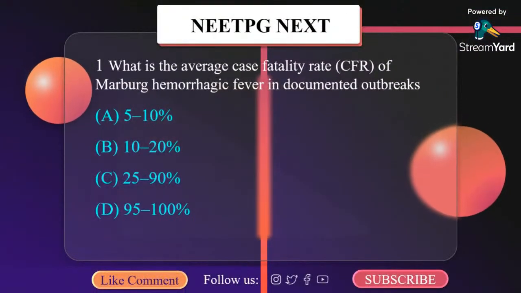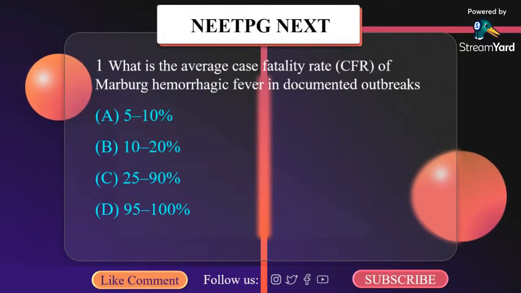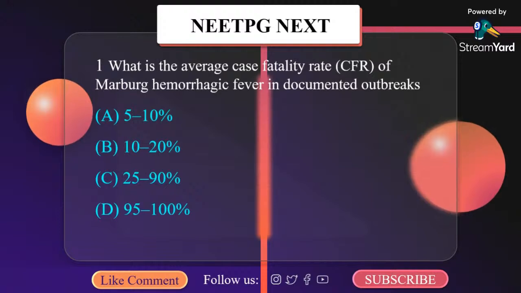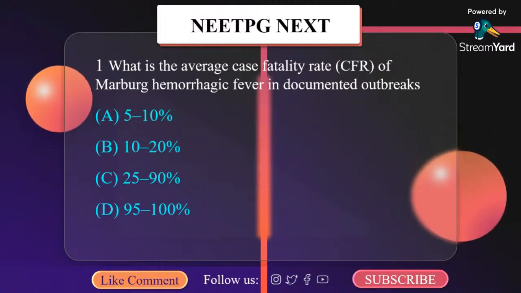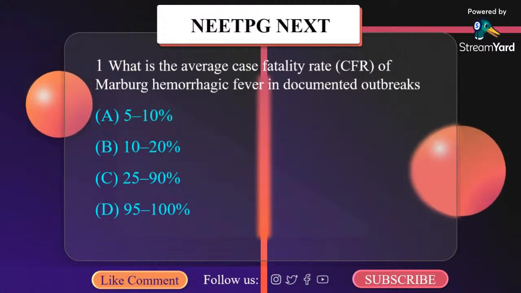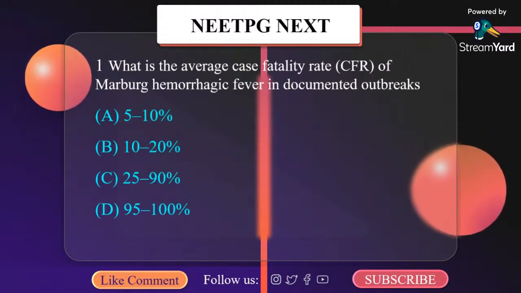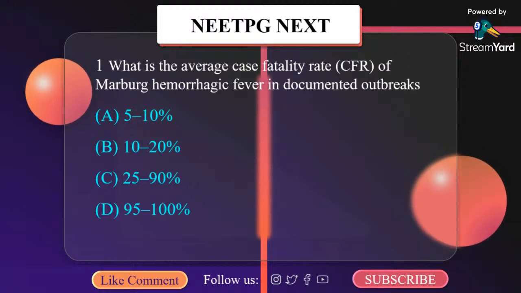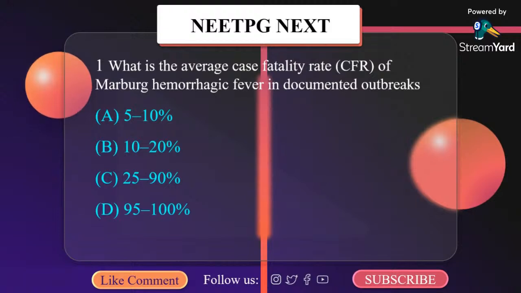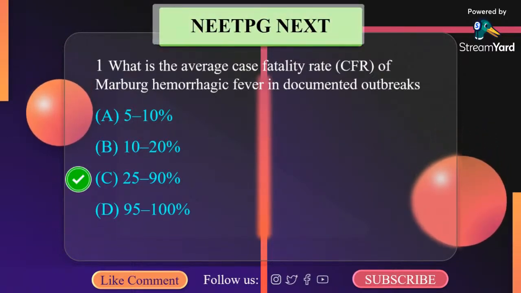What is the average case fatality rate of Marburg hemorrhagic fever? It's quite high. Let us see the options. A. 5 to 10%, B. 10 to 20%, C. 25 to 90%, D. 95 to 100%. Well, Marburg hemorrhagic fever has a very high case fatality rate. It is ranging from 25 to 90% depending on the outbreak and the quality of medical care. The case fatality rate underscores the importance of rapid containment and supportive therapy. So the correct answer here is C, 25 to 90%.